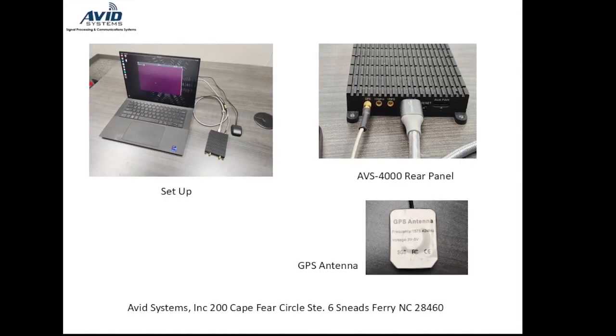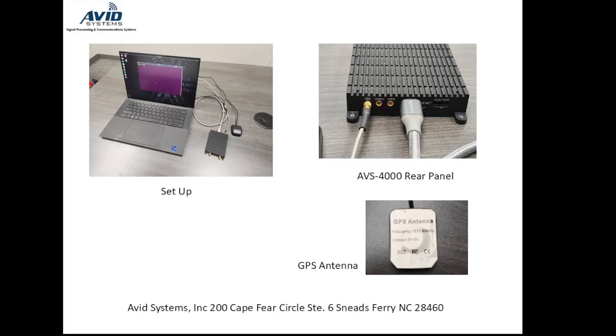Here's the setup for this demo. I'm using Ubuntu 22.04. I have a GPS antenna connected to the radio and the USB 3.0 cable that provides command and control for the radio. I don't have anything connected to the 2 MHz to 6 GHz receiver or transmitter SMAs on the front panel since they're not necessary for this demo.